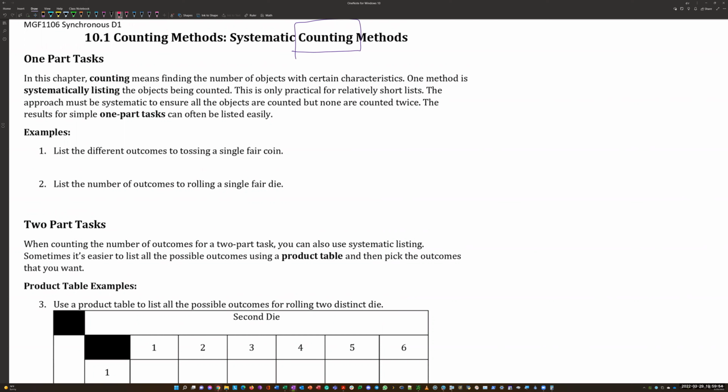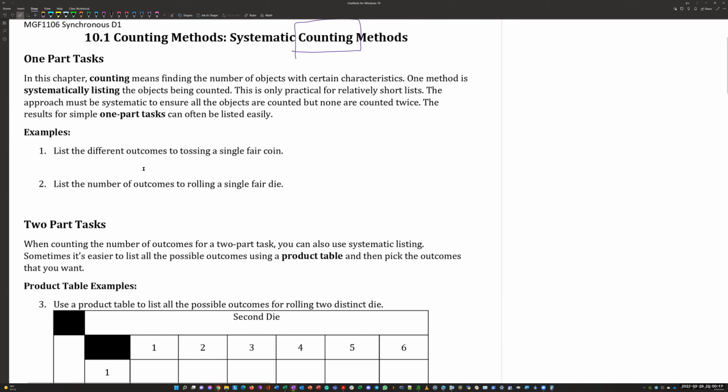All right. So in this chapter, counting means finding the number of objects with certain characteristics. One method is systematically listing the objects being counted. This is only practical for relatively short lists. The approach must be systematic to ensure that all objects are counted, but none are counted twice. The results for simple one-part tasks can often be listed easily.